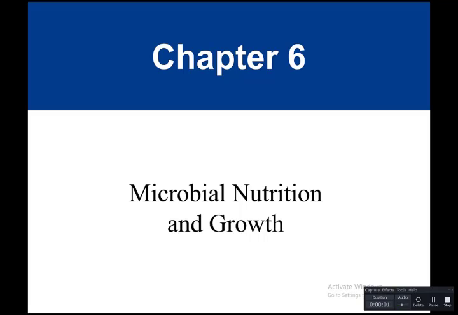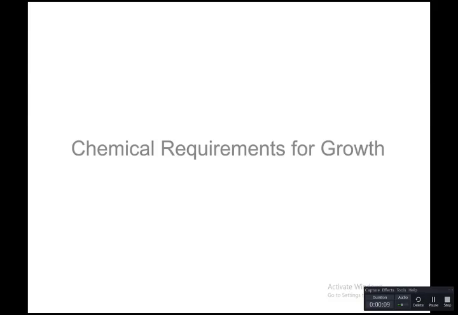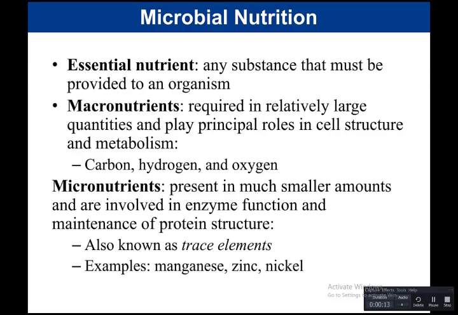So in this chapter, we are going to look at chapter 6, focusing on microbial nutrition and growth. We're going to start out with chemical requirements for growth. An essential nutrient is any substance that must be provided to an organism, meaning that the organism needs to take in that substance in order to survive.